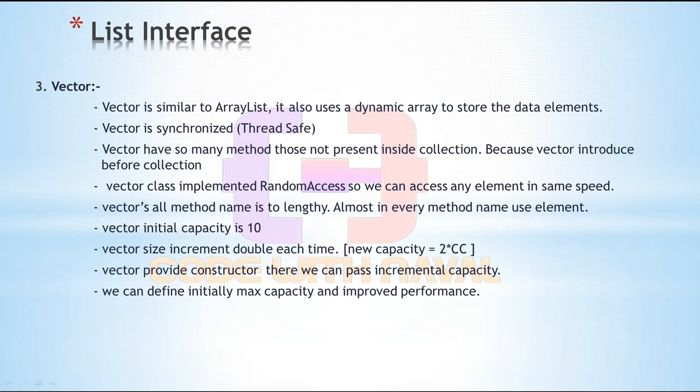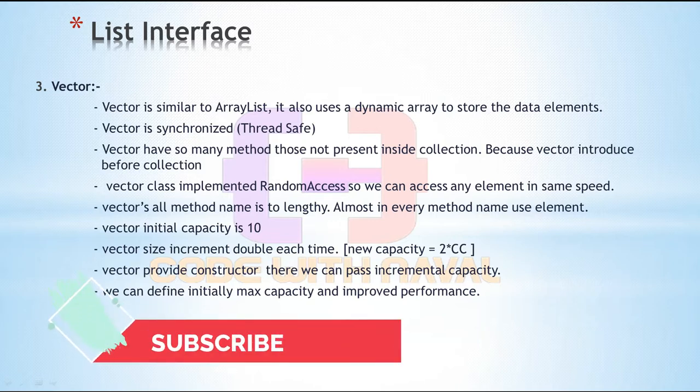That's why ArrayList can return any element at the same speed. The same scenario applies to Vector. Vector also implements RandomAccess, so we can access any element at the same speed. We can retrieve any element at the same speed.